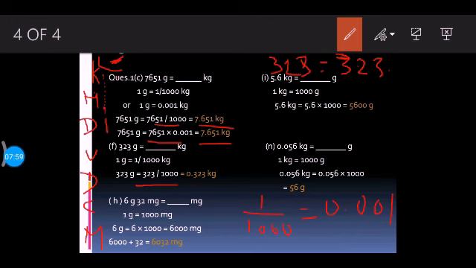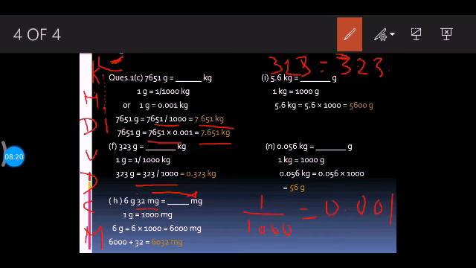Okay, next part, H part. In H part, 6 gram 32 milligrams is given to you. Now you have to convert this into milligram. As you can see, 32 is already in milligrams, so no need to convert this part. I only have to convert 6 grams into what? Into milligrams, right?